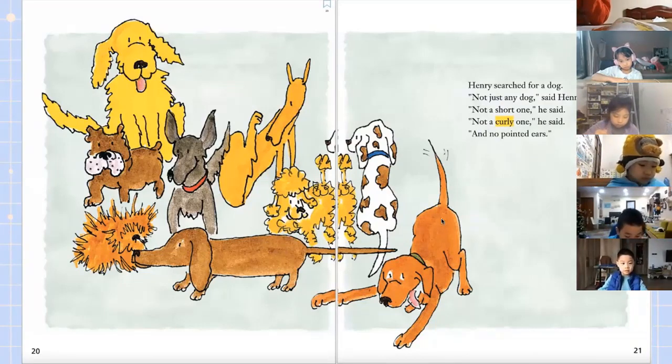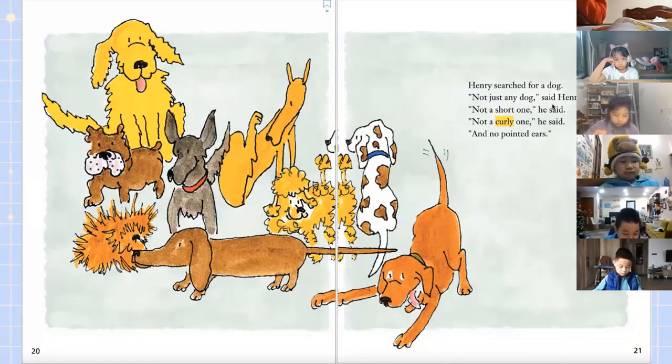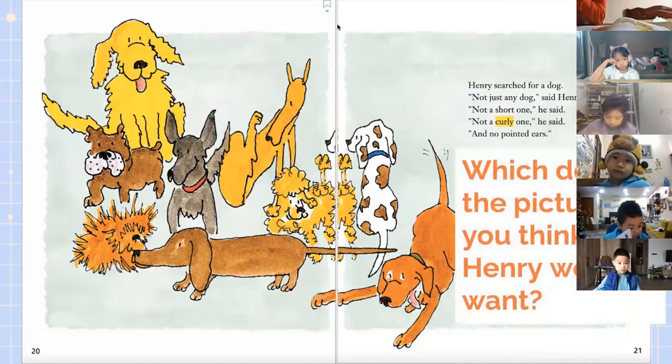Very good. So Henry searched for a dog. Not just any dog, said Henry. Not a short one, he said. Not a curly one, he said, and no pointed ears. He doesn't want any pointed ears. So which of these dogs over here do you think Henry wouldn't want?